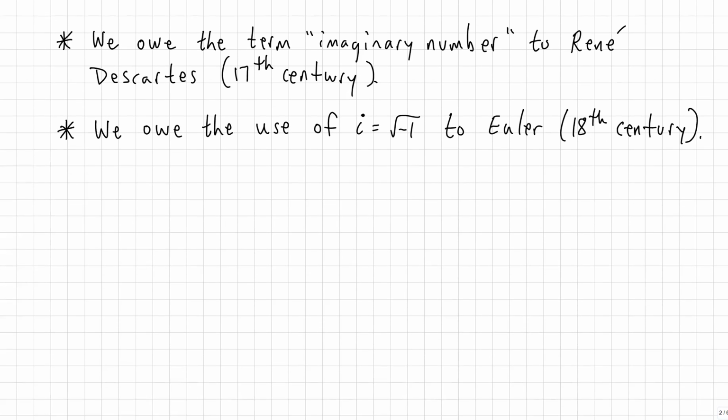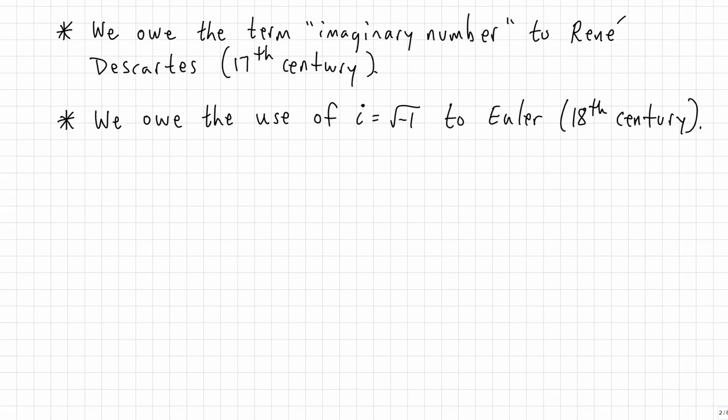Well, the actual term or name imaginary number we associate with René Descartes from the 17th century. So that's where that name comes from. It's an unfortunate name because people think, well, if they're imaginary, obviously they're not actual things and they're numbers that don't have any meaning, which isn't true. So it's an unfortunate name, but the other numbers we called real numbers. And then since these were so looked down upon, we get this name imaginary number.